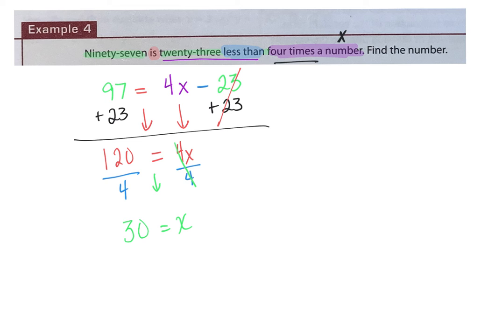Remember at the very beginning, we had a property called symmetric, right? If a equals b, then b equals a. So it doesn't matter that it's written that way. That's the same thing as saying x equals 30. All right, does this make sense?